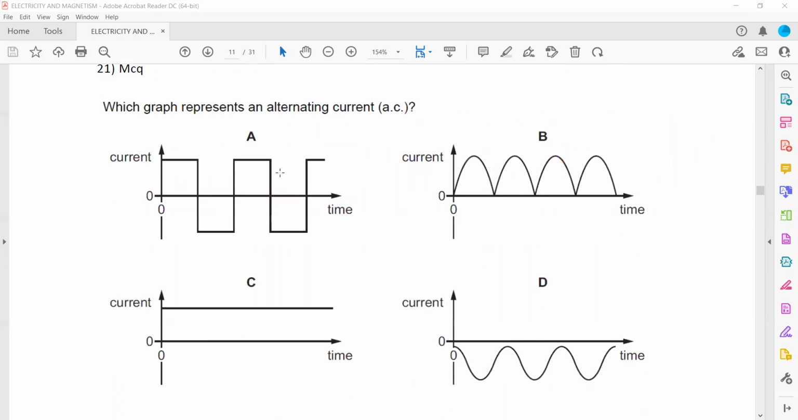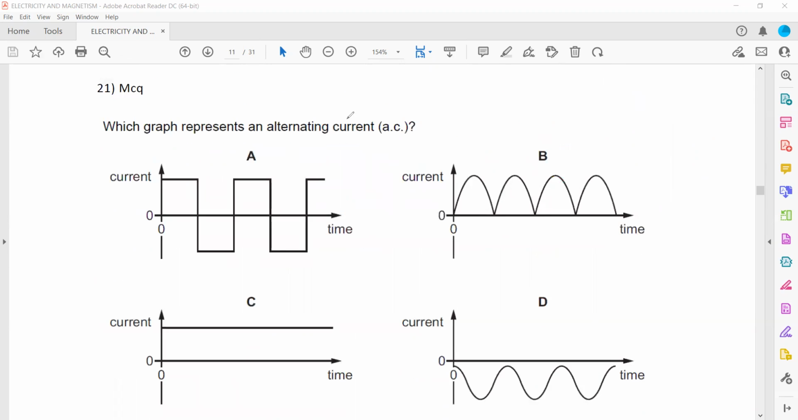Which graph represents an alternating current, or AC? AC means the current which changes direction, and we represent an AC current by using both axes, the positive and the negative. So here we are using a positive y-axis and negative y-axis, which shows the direction of the current has changed. So A is the right answer. Why not B? In B, we are using only the positive axis. We are not using a negative axis. So that's why B is not an AC. B is actually a direct current, or DC.